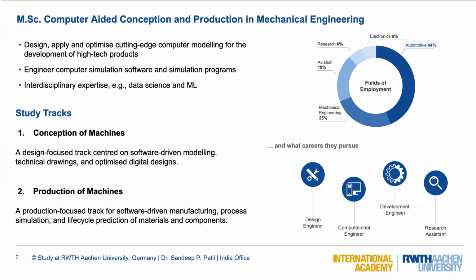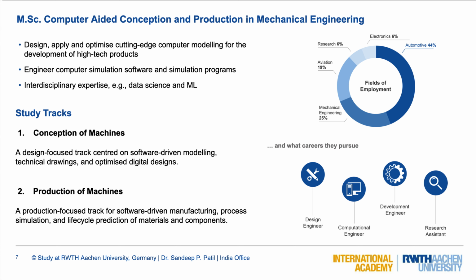The second highest is mechanical engineering in general. Then another growing area nowadays is aviation, mainly the aerospace industry. This is the new one. If someone is aware of the DLR, it is the German version of the European Aerospace Organization. This is where you'll find students from this course doing PhDs or working as research associates. There is also scope for research, with 6% of students going for research and 6% going into electronics.